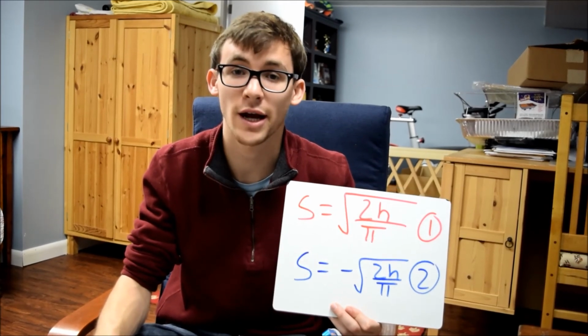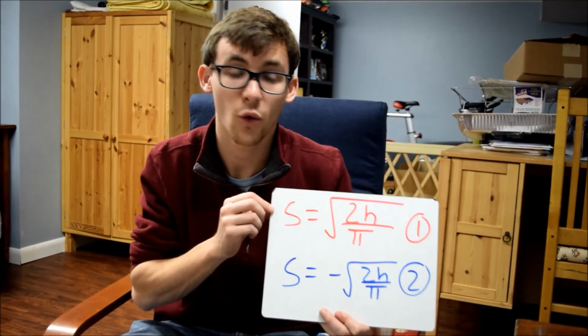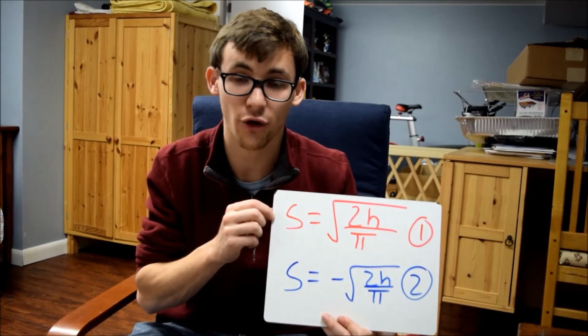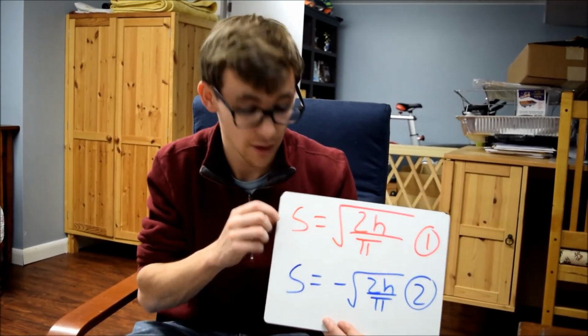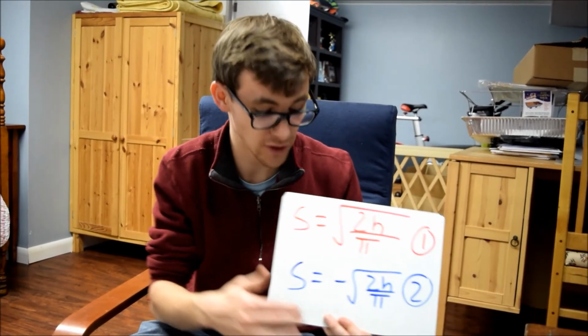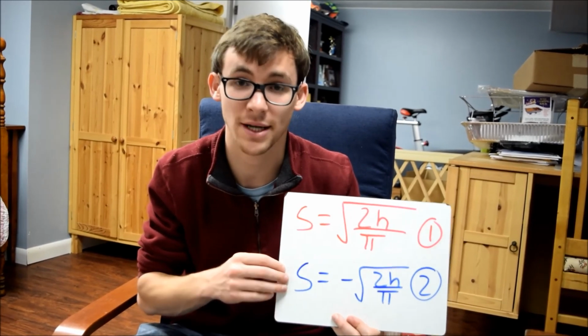In this case, the correct answer is number 1. We know that Dunk's speed leaving the ground has to be positive. His speed cannot be negative, so we can reject this second possibility.